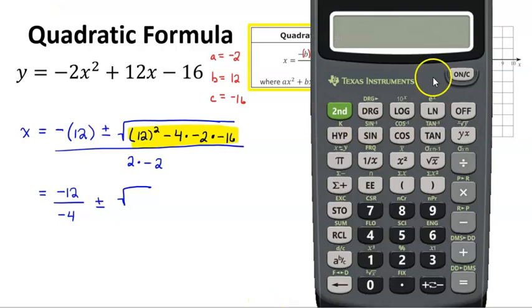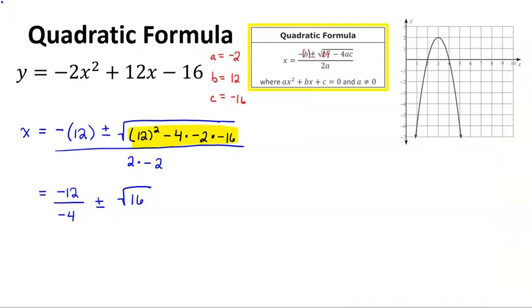So let me bring up my calculator. I'm going to clear it out. I have open parentheses 12 close parentheses squared -4 times 2, make it negative, times 16, make it negative, equals, and I get +16 here. And then that is also going to be over this number. So 2 times -2 is -4. Do not put that -4 underneath your radical. It's by itself in the denominator.